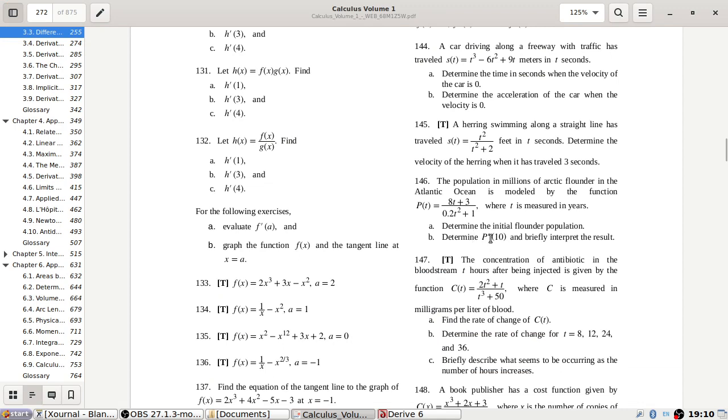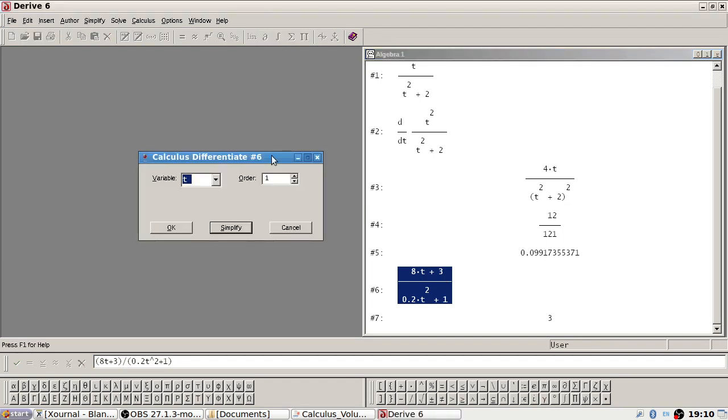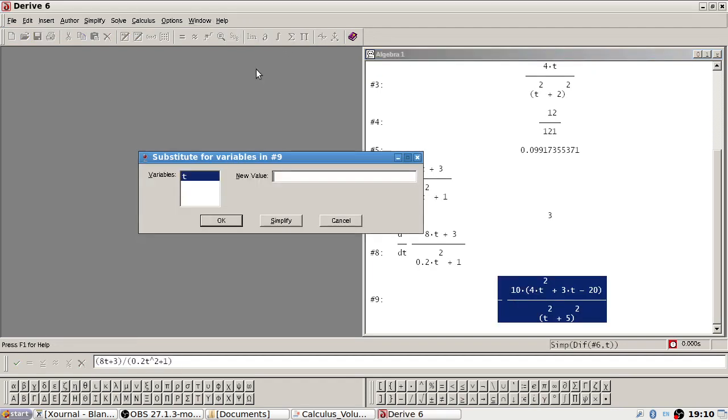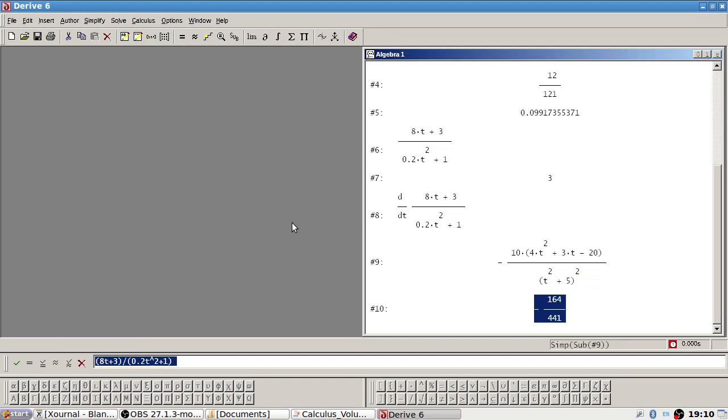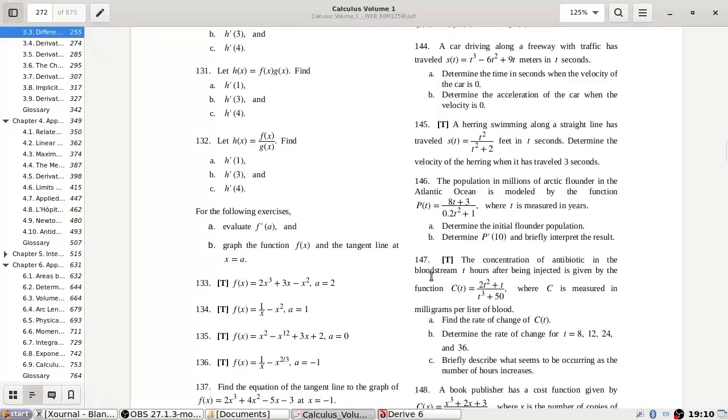And then determine the rate of change after 10. So it's 3 million, firstly, and then the derivative here. Negative number. So the interpretation is that the population is declining at a rate of 0.37 million per year.